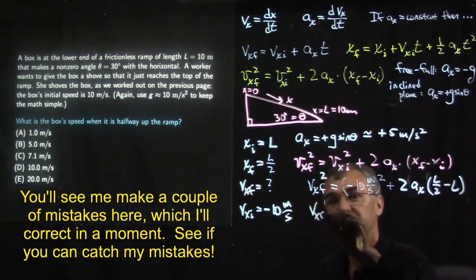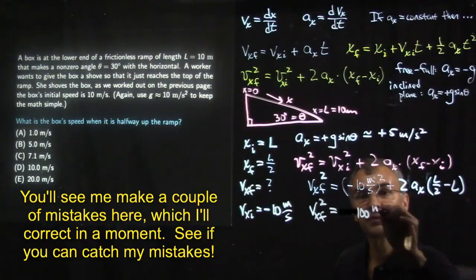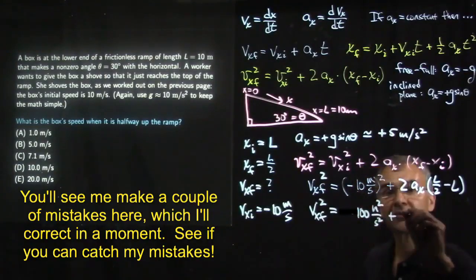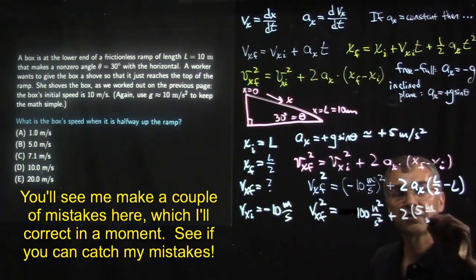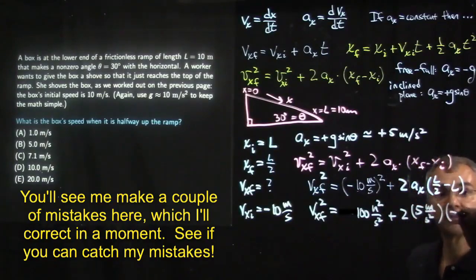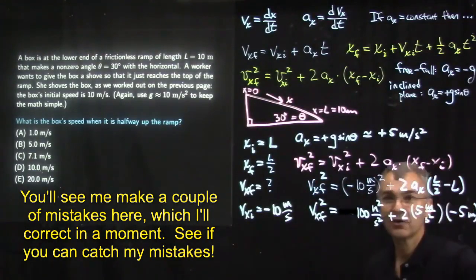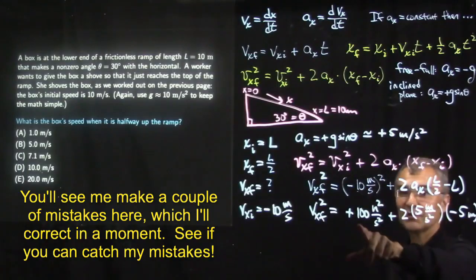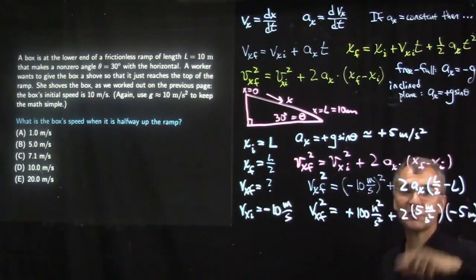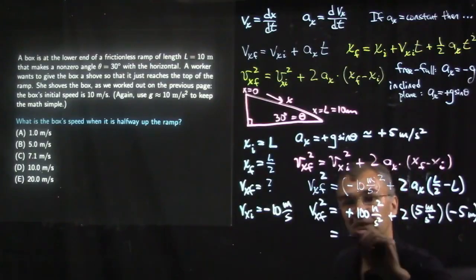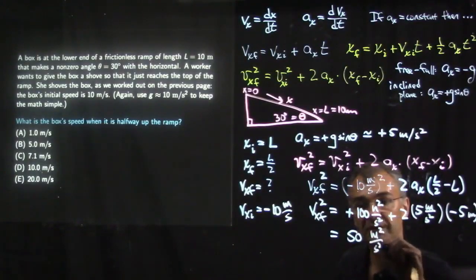Vx final squared is 100 meters squared per second squared plus 2 times 5 meters per second squared, and then this L over 2 minus L is minus 5 meters. There we go. So we have meters squared per second squared, meters squared per second squared. Also, when you square minus 10, you get plus. So there's 100 meters squared per second squared minus 50 meters squared per second squared. So this is 50 meters squared per second squared.